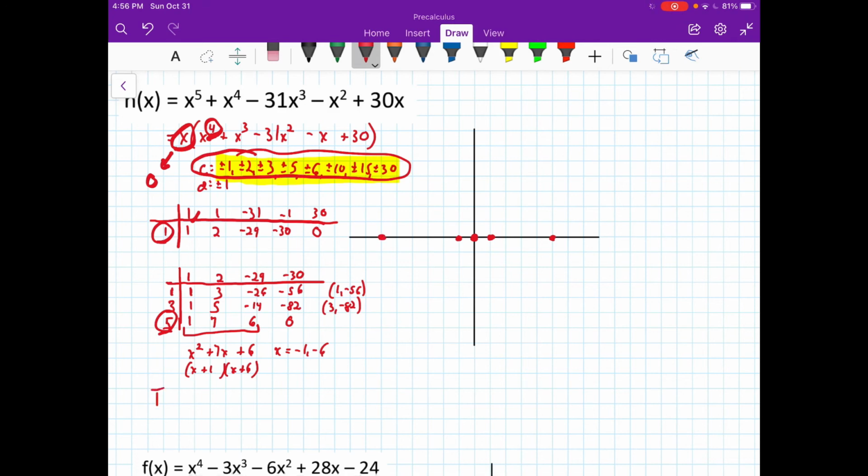All right, our tails, or our end behavior. This is odd and positive. We've had that several times. So odd and positive, which means the left will go down and the right will go up. So left down and right up.